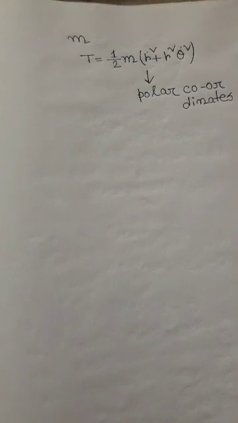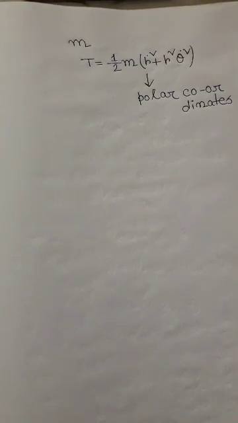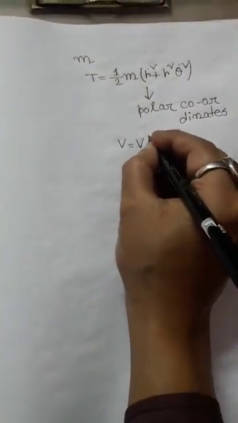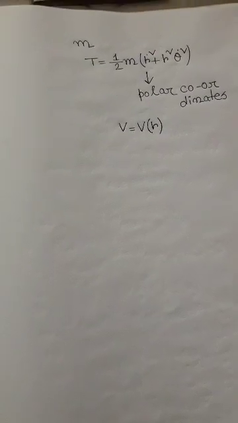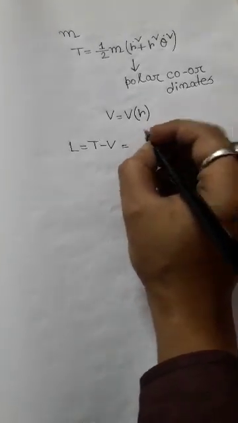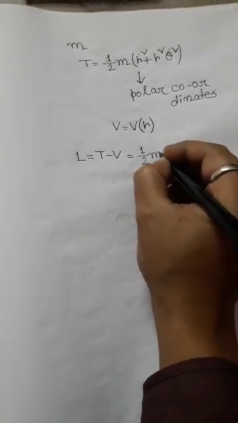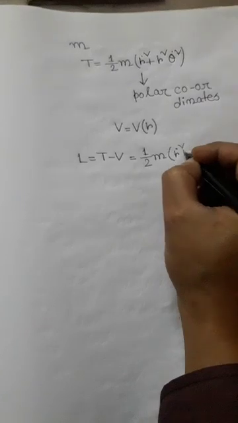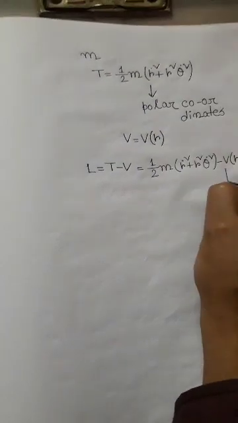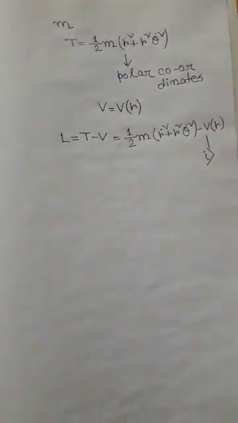Now the potential energy of the particle, we know, is in general a function of position. That is, we can write V equal to V(r). So this is the potential energy. Now what would be the Lagrangian of the particle? At first we have to find the Lagrangian. This is T minus V. So we can write half m (r dot square plus r square theta dot square) minus V(r). So this is the Lagrangian of the particle.